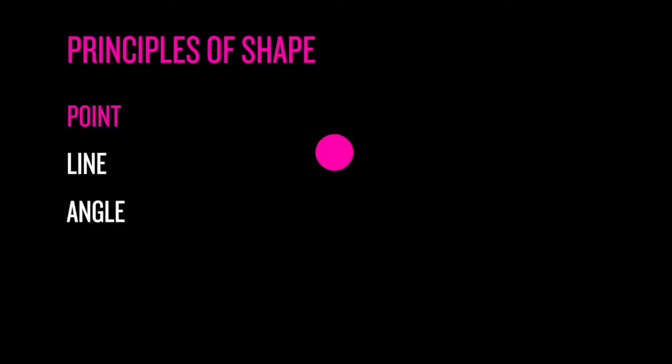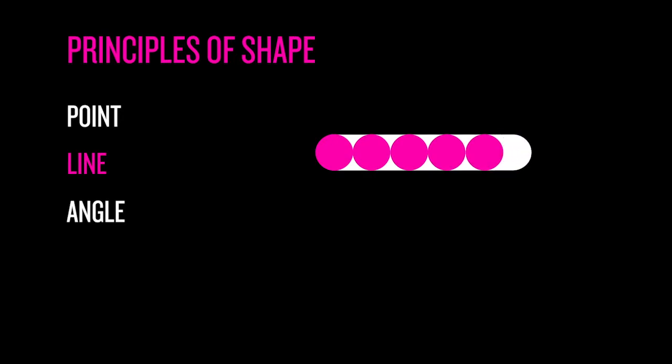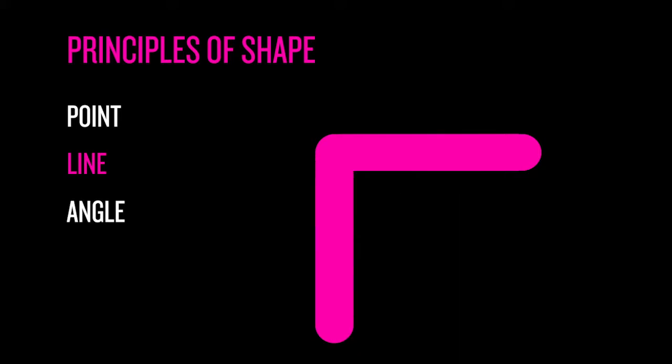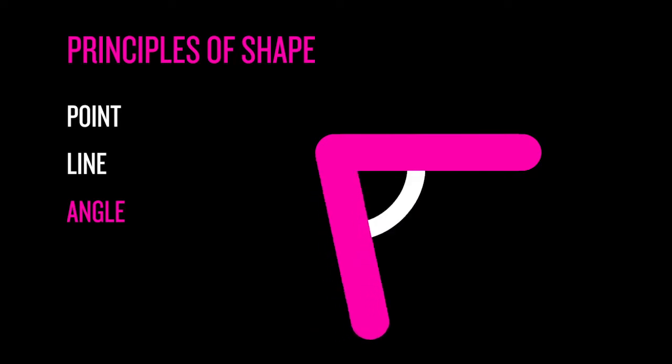A point occupies space and represents a change in direction. A line is a continuation of a series of connecting points that move in a specific direction. And there are two lines in the universe, straight and curved. Straight lines create a hard edge, while curved lines create a softer one. The joining or intersection of any two separate lines is an angle. An angle is a change in direction of two lines that intersect. A degree is the measurement of angles as they move apart from each other.